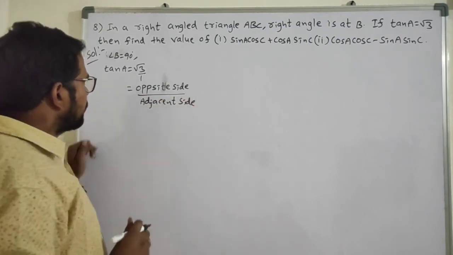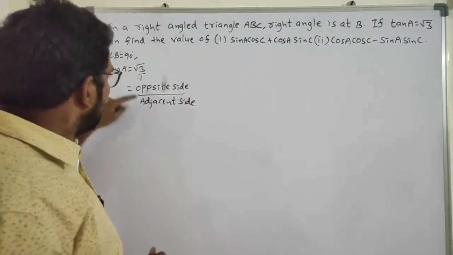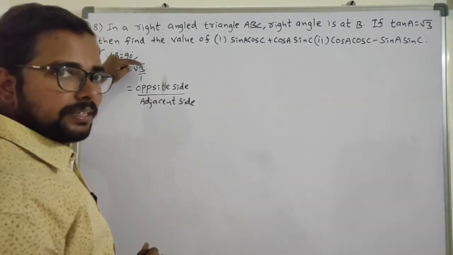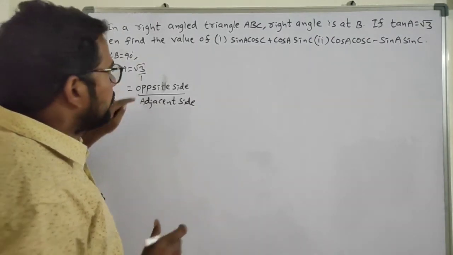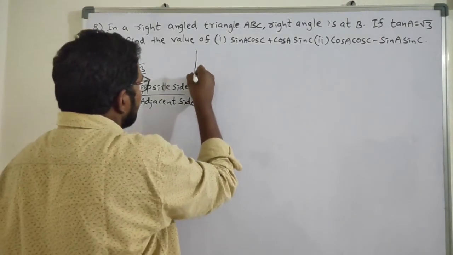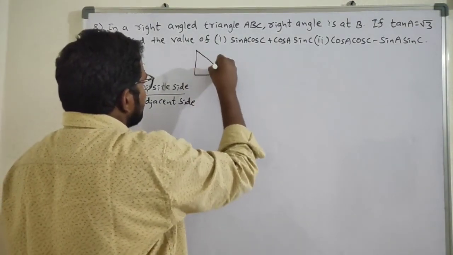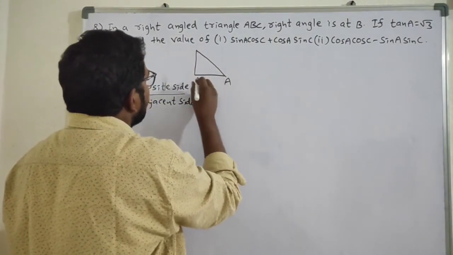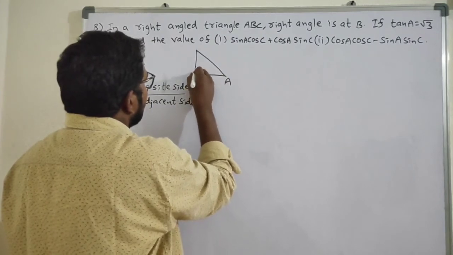So tan theta is equal to opposite by adjacent. What is opposite? Root 3. Adjacent is 1. So this is triangle ABC, right angle at B. This is B, right angle B.